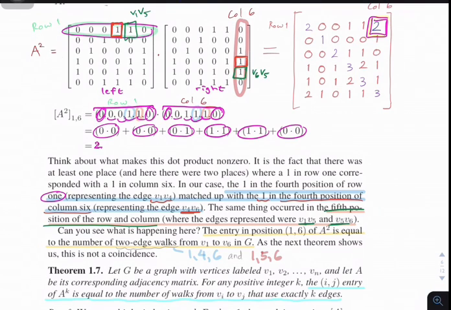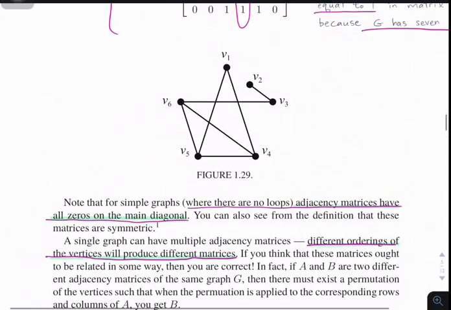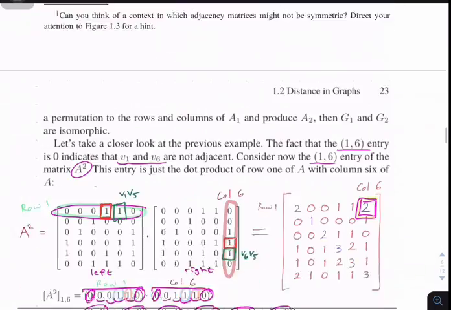So what happens here is that the entry in position 1, 6 of A squared is equal to the number of 2 edge walks from 1 to 6 in the graph. One such walk goes 1, 4, 6, and the other walk goes 1, 5, 6. You can check that there are exactly 2 walks from 1 to 6 that have length 2. Of course there are many walks from 1 to 6, but these 2 are the only walks of length 2.